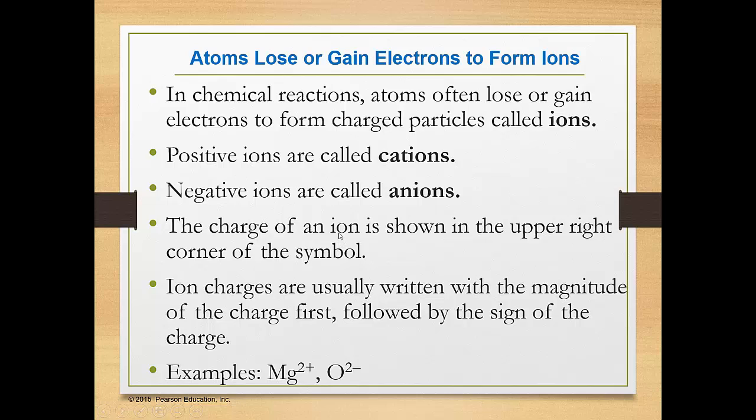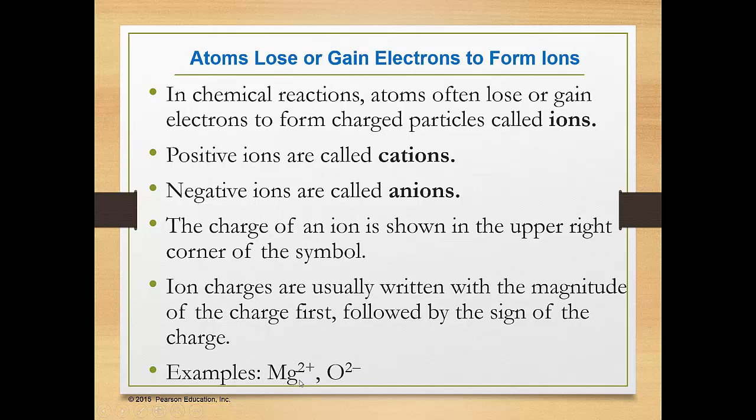Now, when we look at the symbol, the way we write the symbol for an ion, we always show the charge in the upper right corner of the symbol. We write the symbol from the periodic table, and then we write the magnitude of the charge, and then the sign of the charge, positive or negative. So if we look at examples, magnesium tends to lose 2 electrons, and in the process becomes this positively charged. It now has 2 more protons than electrons. So we write Mg for magnesium, 2+.